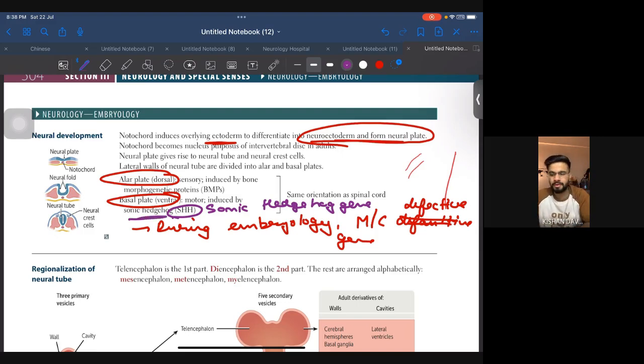If you are not able to understand, if they have specifically mentioned some features, then you need to think about it. Okay, just give me a minute. All right. Okay, so that's all for this neural development.